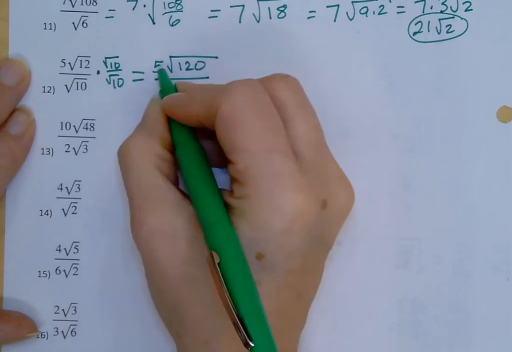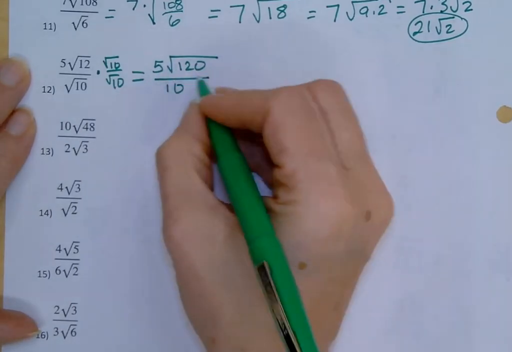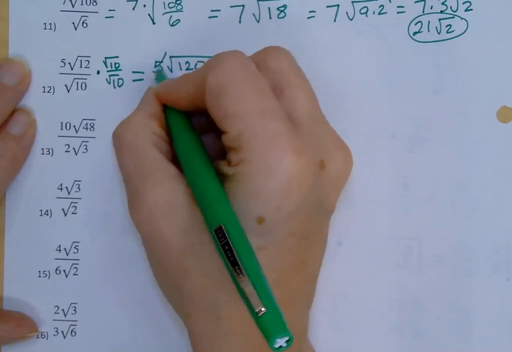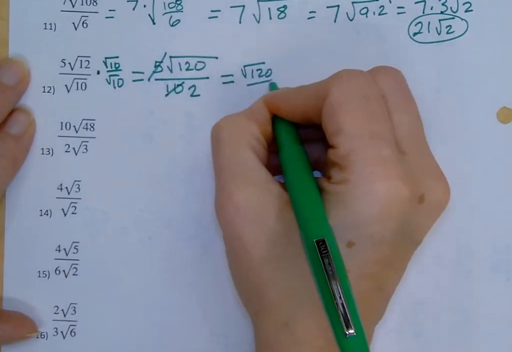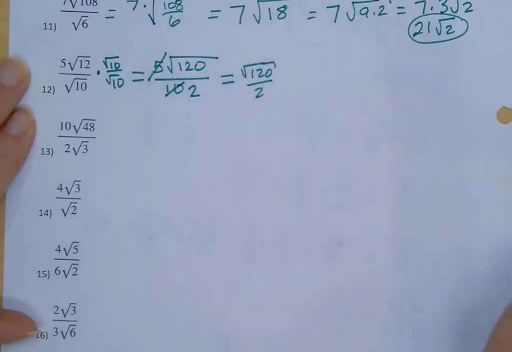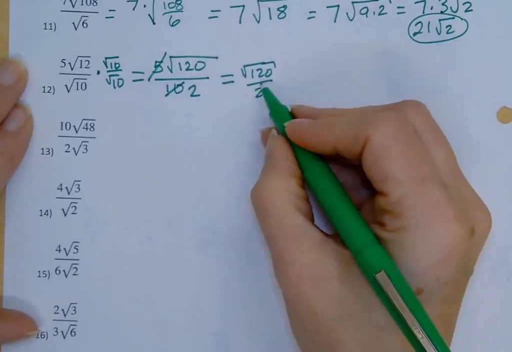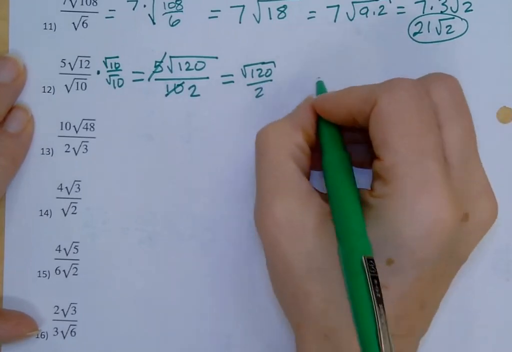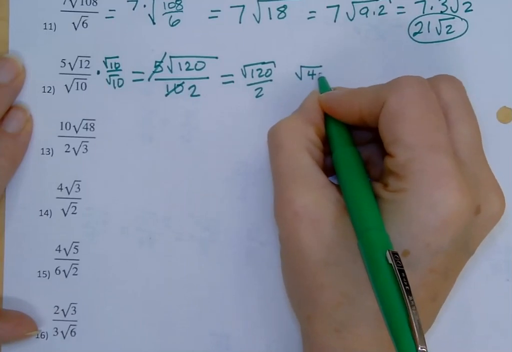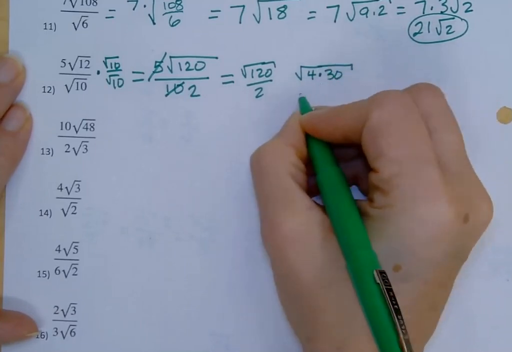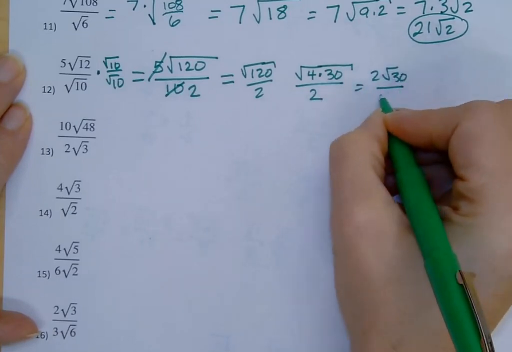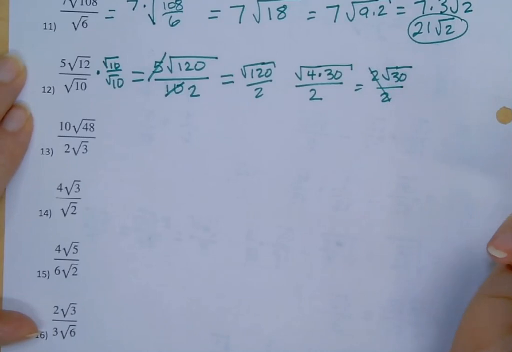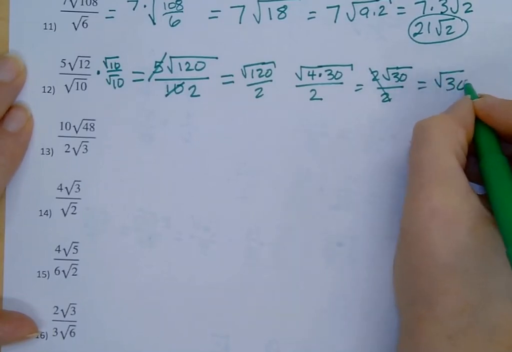This is all over square root of 10 times square root of 10. That's just 10. So, I see that I'm going to be able to simplify, and I can simplify now. 5 goes into 5 one time, 5 goes into 10 two times. So now I have square root of 120 over 2, and I know that I'm going to be able to break that up. That would be 4 times 30. That's probably my best bet. So I'm going to say that's the square root of 4 times 30, all in the same house. And that's over 2, so that's going to be 2 times the square root of 30 over 2. And my 2's cancel. And I'm left with square root of 30.